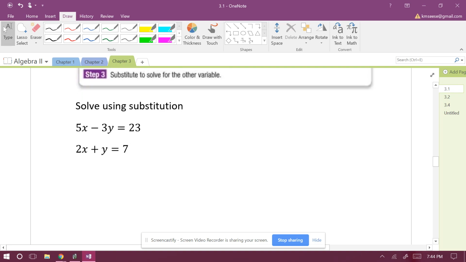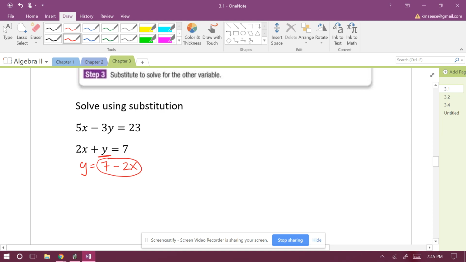All right, so if we're looking here, if I have 5x minus 3y equals 23, and I have 2x plus y equals 7. So I need to use one of these equations, it doesn't matter which one, and I'm going to solve for one variable in one of them. So when I look at the second equation, I see that I have a y by itself. So I'm going to solve that equation for y. Right? So first, this becomes y equals 7 minus 2x. Right? So I now have what y is exactly.